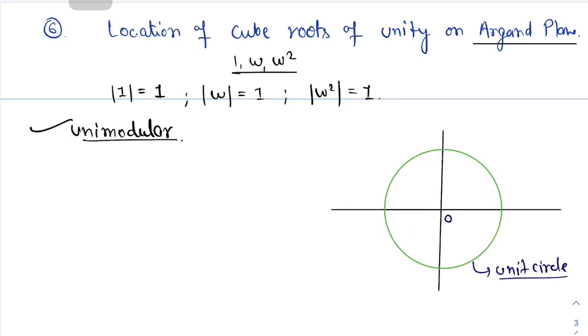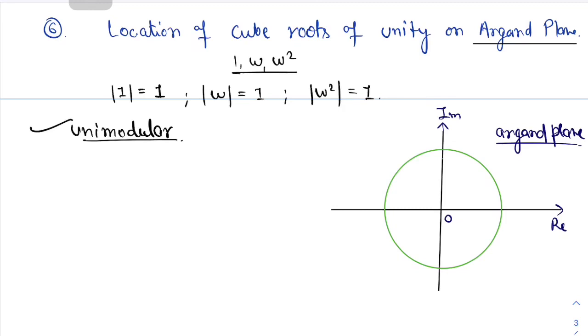So let us locate these three complex numbers on this Argand plane. This is our Argand plane or complex plane. This is the real axis, this vertical one is our imaginary axis, and the intersection of both is the origin. So the first one is 1, that is 1 comma 0. This is our first cube root of unity. The other one is omega, and what is omega? Omega is minus 1 by 2 plus iota root 3 by 2. It will be the point minus 1 by 2 comma root 3 by 2.